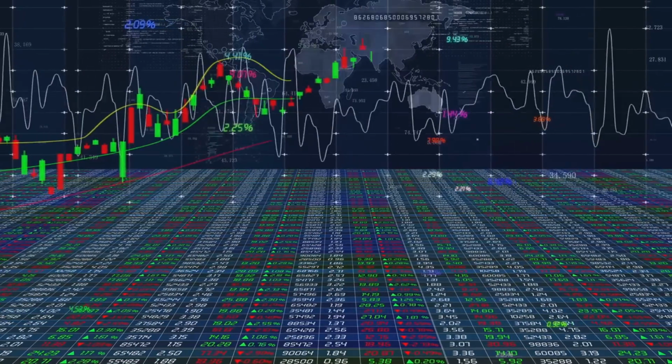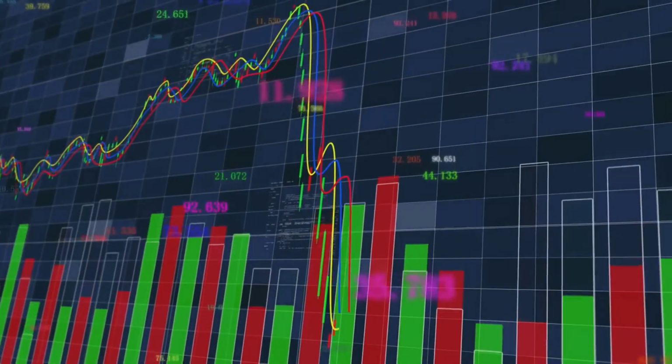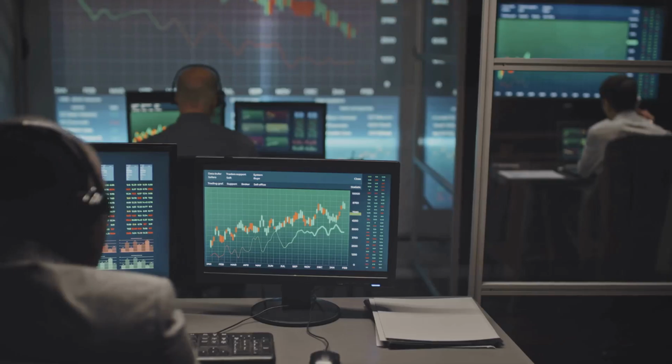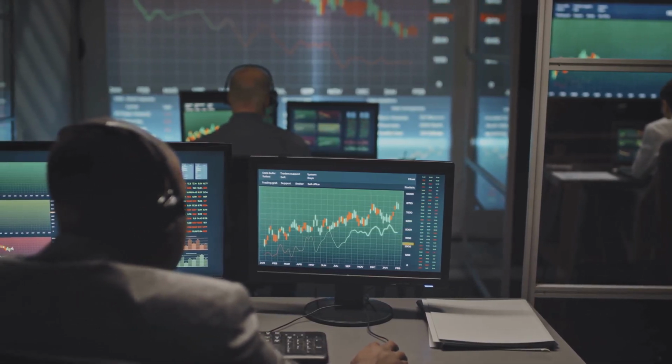Finally, volume shows how many people are trading. High volume during a price move means it's strong and likely to last. Low volume could mean a fake-out. Using even one or two of these indicators can give you a massive edge over guessing or following hype.